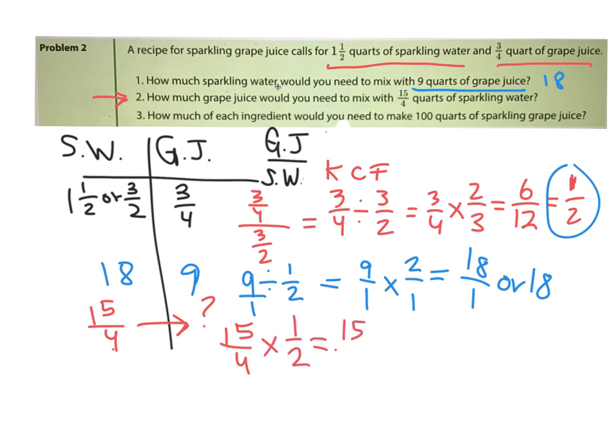15 times 1 is 15. 4 times 2 is 8. And we cannot simplify this because neither of them are divisible by each other. 2 can't go into 15, and 3 can't go into 8, 5 can't go into 8, so we're just going to leave it 15/8. So there you have it, 15/8.